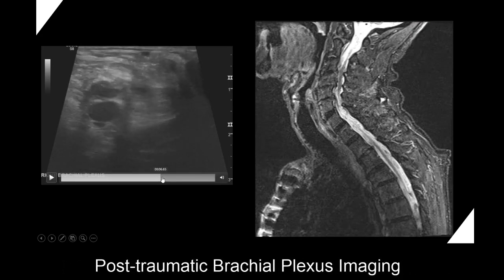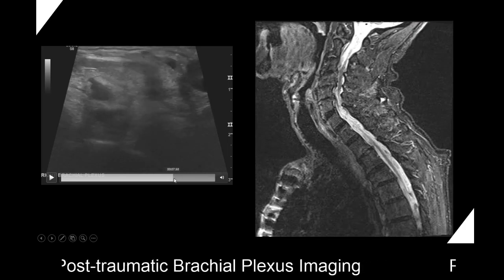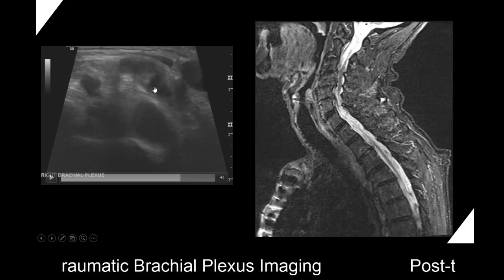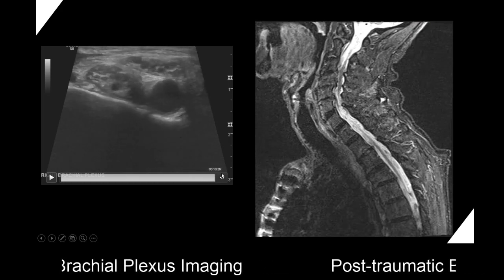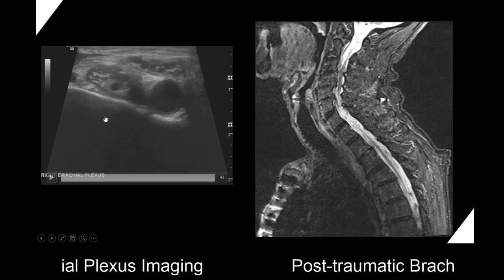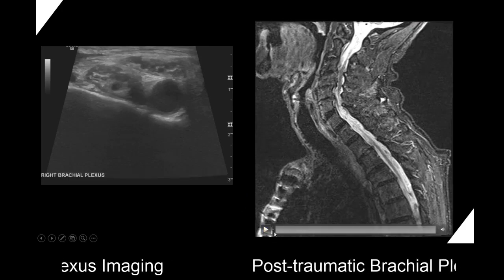Abnormal morphology, no fascicular architecture, and as we keep coming out laterally, you're going to see nerves emerge anteriorly, and you'll start to see fascicular architecture as you get further out. So we knew we were dealing with a high-grade injury to multiple nerves.